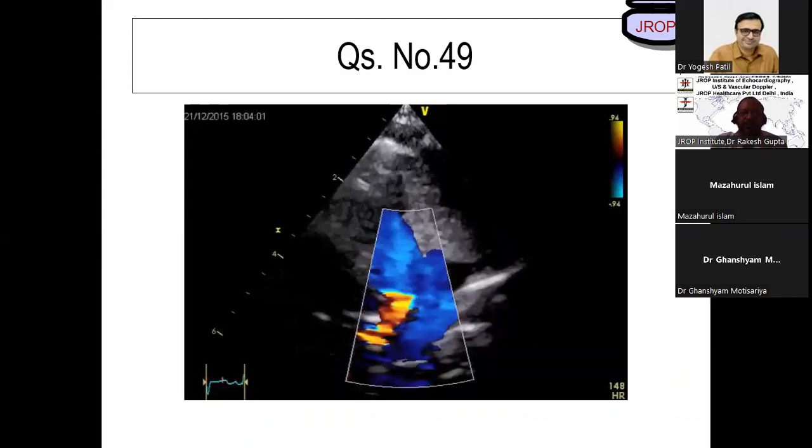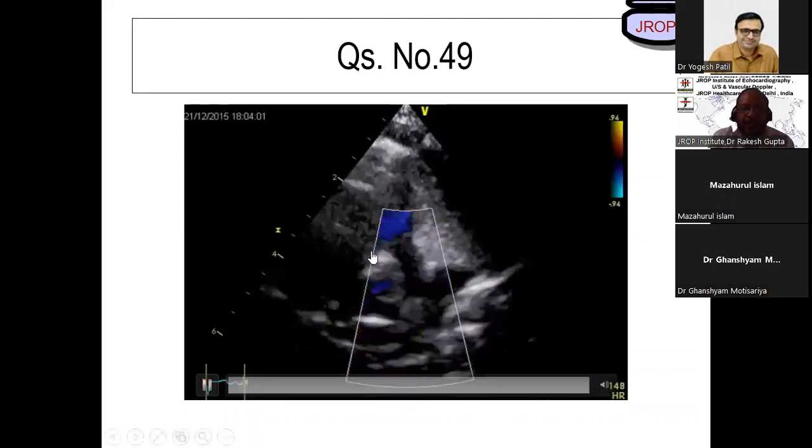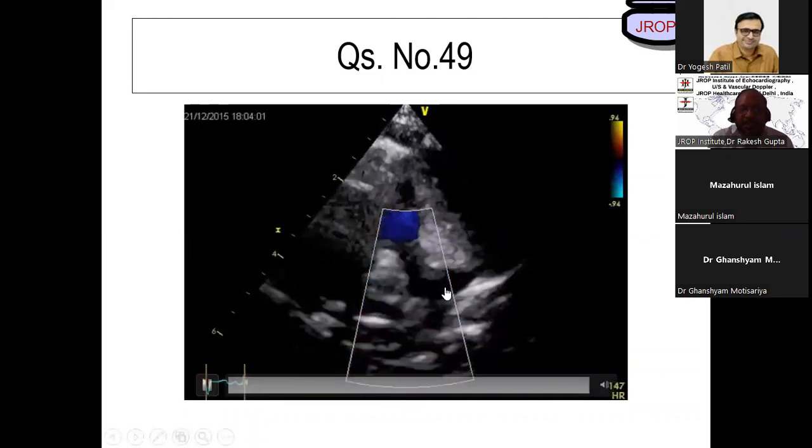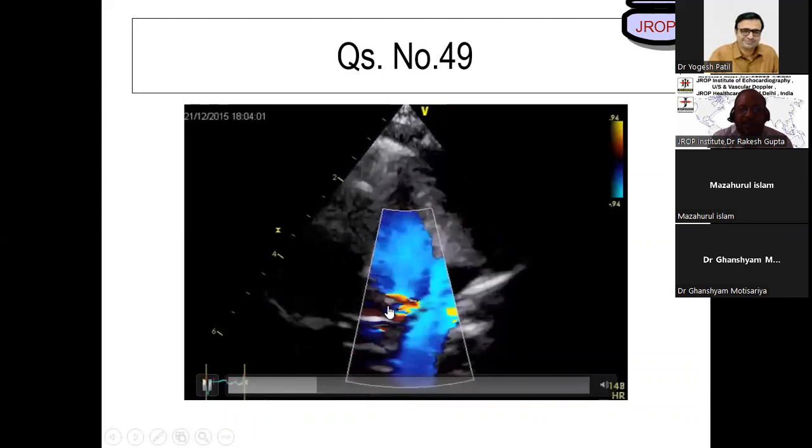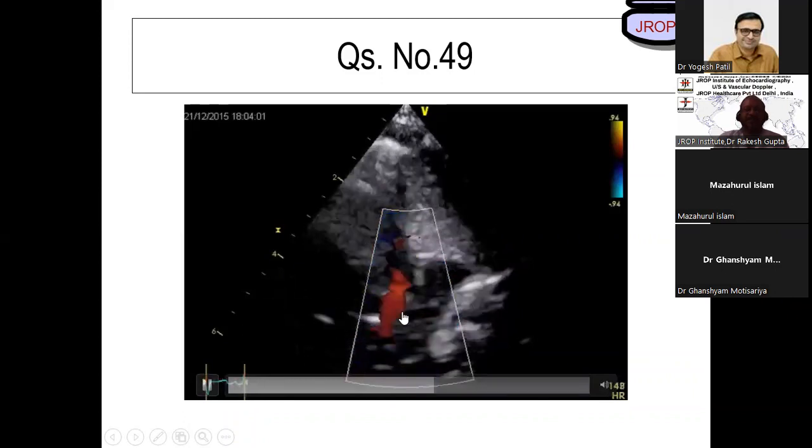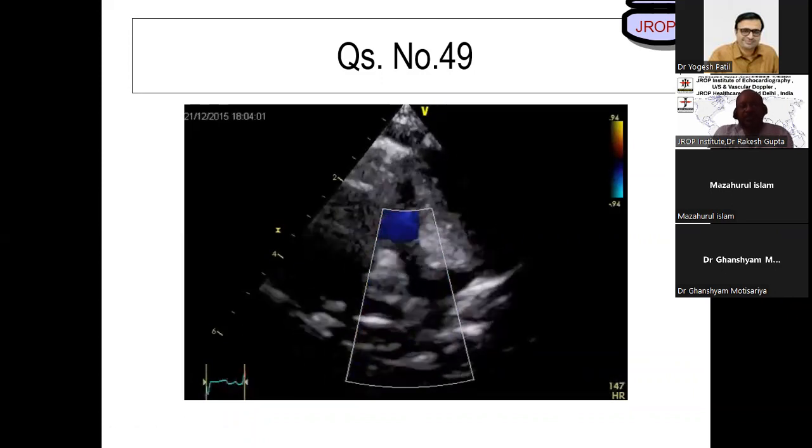Yogesh, go ahead. Sorry, AP window. No, this is not AP window. Here's the aorta in the center. This is left pulmonic artery. This is right pulmonic artery. So this is peripheral pulmonic artery stenosis. Okay. Yes, sir.